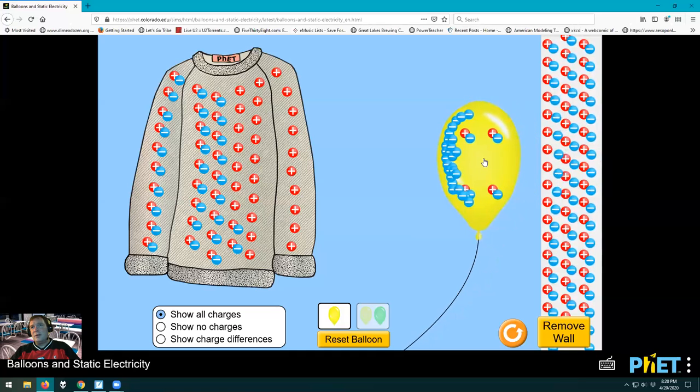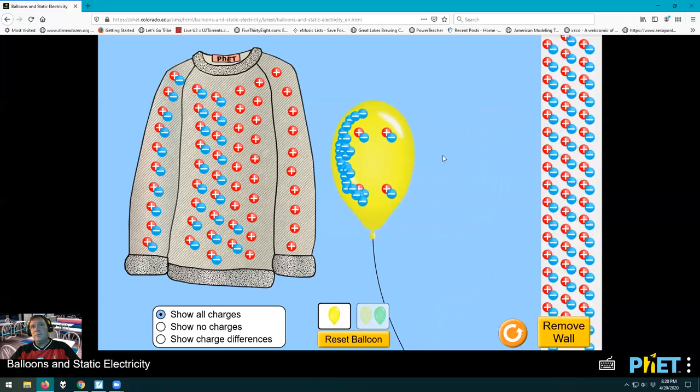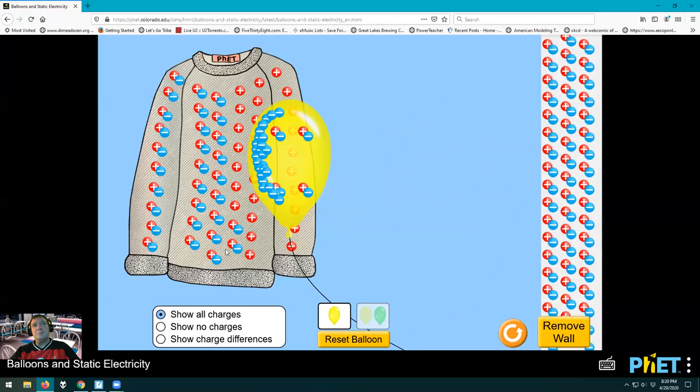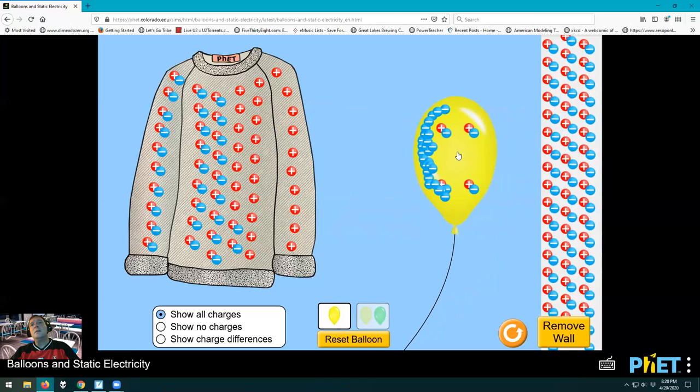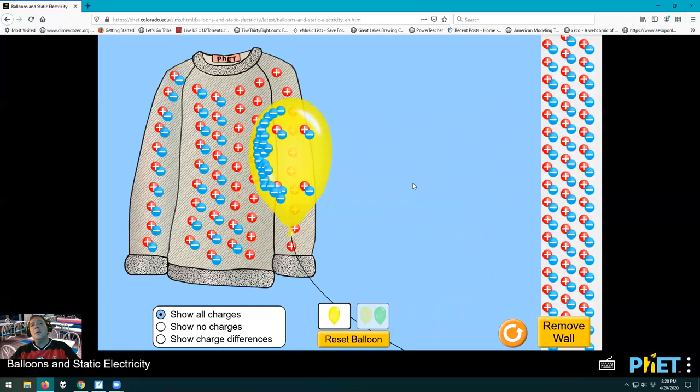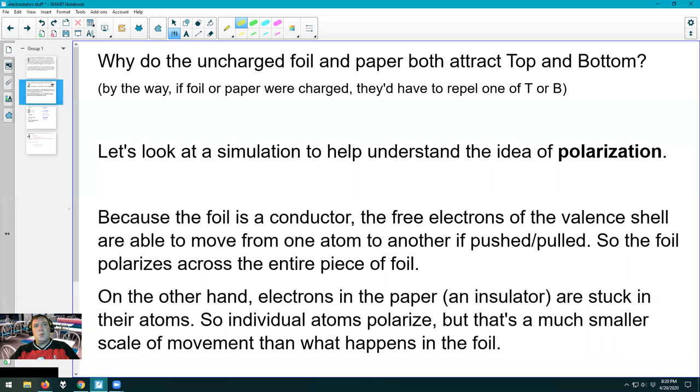Although if I go much further away, the attraction to the positively charged sweater is larger, even when the balloon's closer. But this idea is what we call polarization. Polarization is the shifting around of charges within a material. The protons do not go anywhere, but the electrons do. And this is the key difference then, how they polarize between a conductor and an insulator.